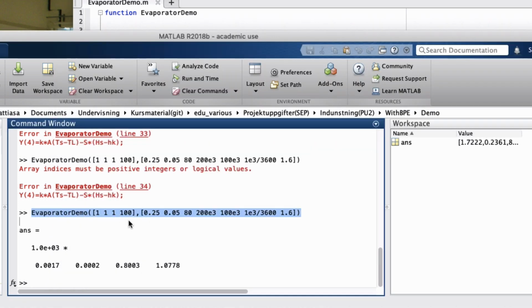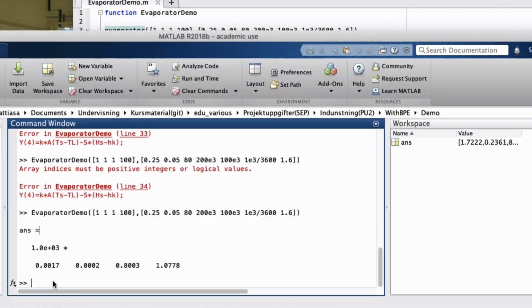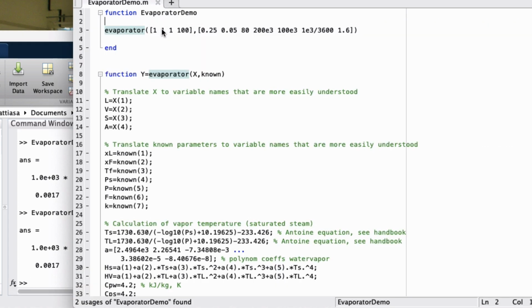So we can try to do that. Just copy this thing in here. And now we should call it Evaporator, since I changed the name down there. I changed it so that the main function here has the same name as the file. That's the way to make Matlab find things. So if I now write Evaporator demo with no arguments, then I should get the same thing, right? Because then Matlab runs this thing, and then we come to this line, and then it immediately goes into this one.